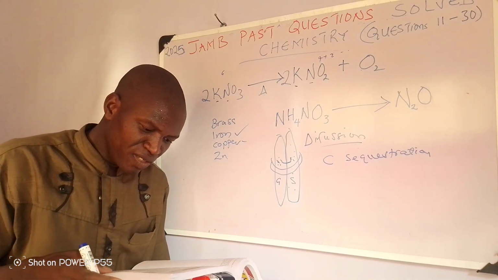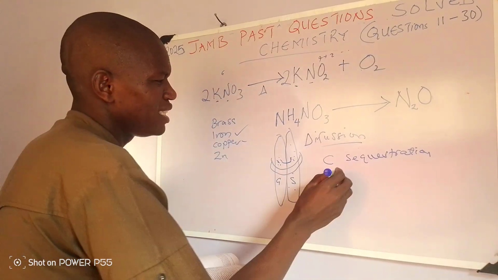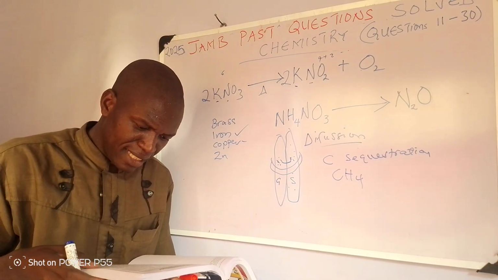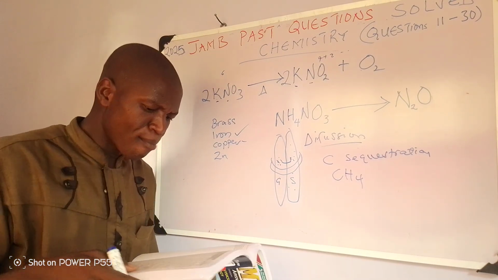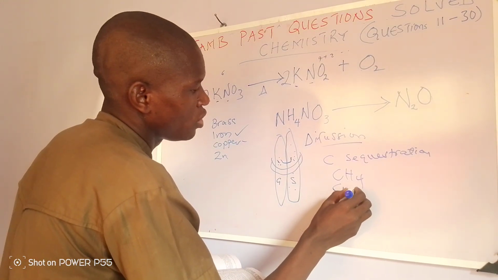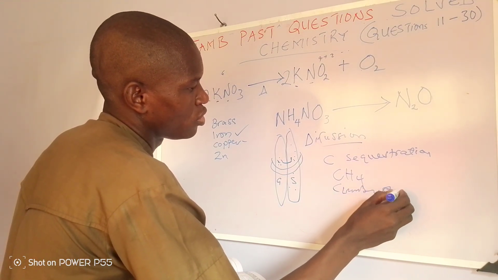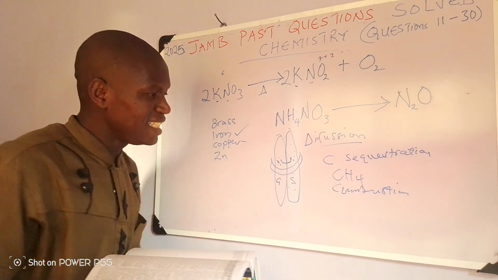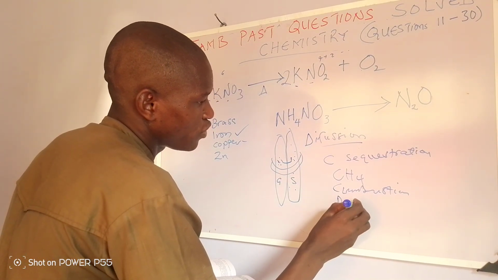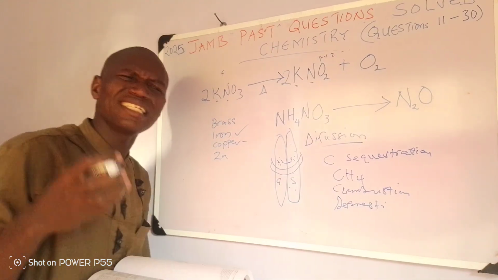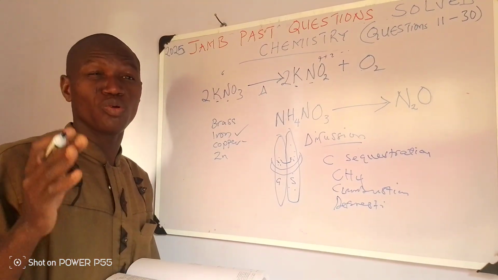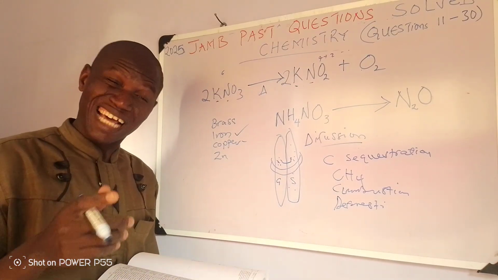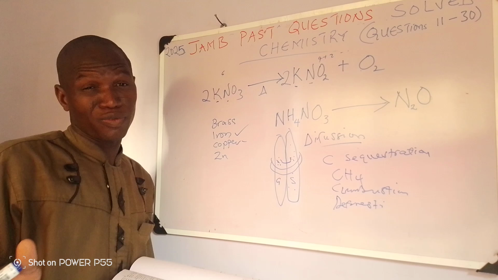B, they say methane emission, methane, that's CH4. C, they said is combustion, that's burning. And D, deforestation. So which of these contributes least or does not even contribute to global warming or to greenhouse effect? Greenhouse effect is actually a process, and you should know this now because this may be your question.